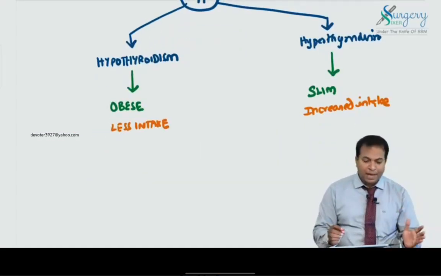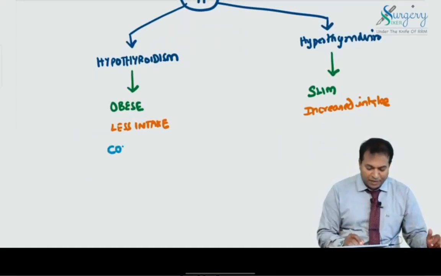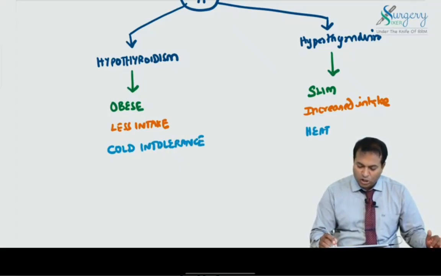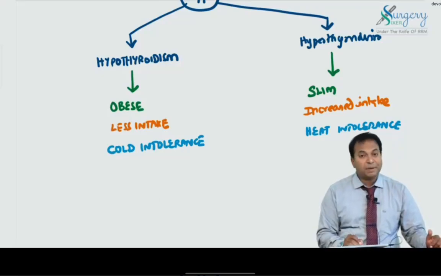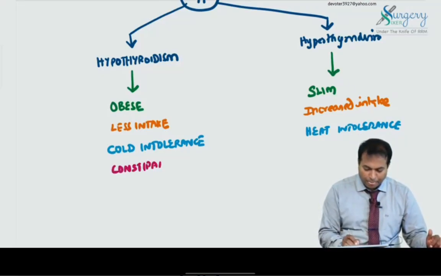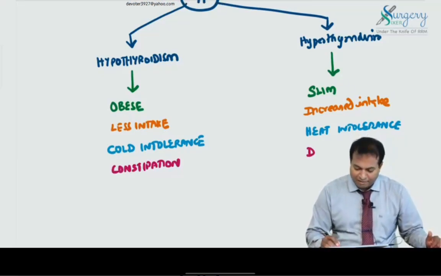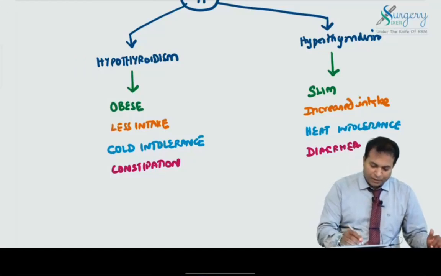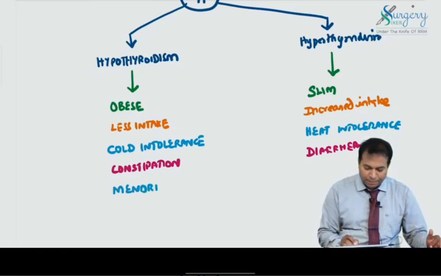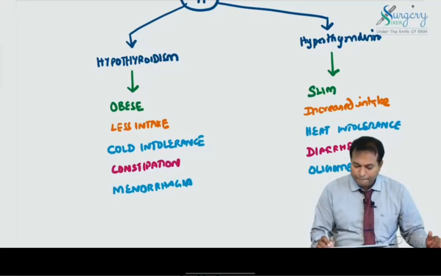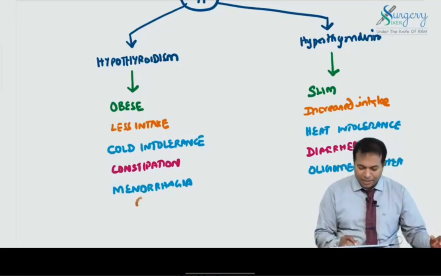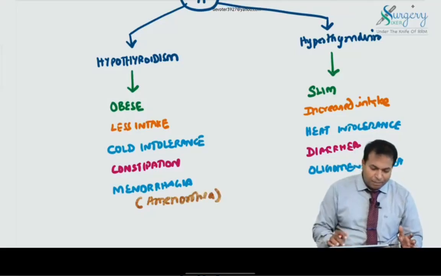So hypo and hyper, I'm telling you the clinical features. Hypothyroid patients cannot tolerate cold. Cold intolerance is seen. Hyperthyroid patients will have heat intolerance. Hypothyroid patients have constipation. Hyperthyroid patients will have diarrhea, increased bowel movements. And hypothyroid females will have menorrhagia. They will have increased bleeding. And hyperthyroid patients will have oligomenorrhea. But the interesting point is, these girls with hypothyroidism will go for severe menorrhagia, and finally they will go for amenorrhea because of anemia.